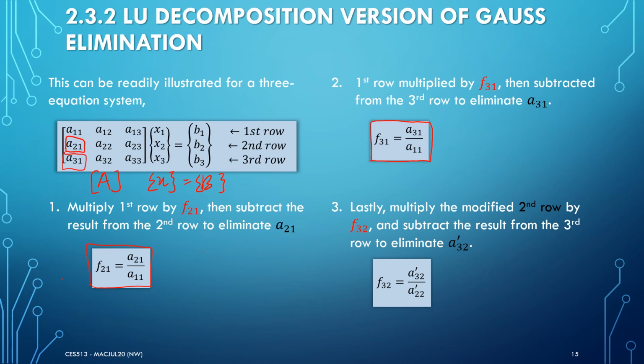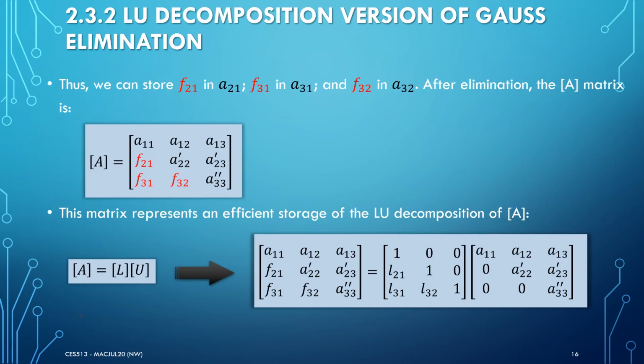Lastly, multiply the modified second row by F32, which is equal to A'32 divided by A'22, and subtract the result from the third row to eliminate A'32. So we are actually eliminating this part. We can store F21 in A21, F31 in A31, and F32 in A32. After the elimination, the matrix A will become this.